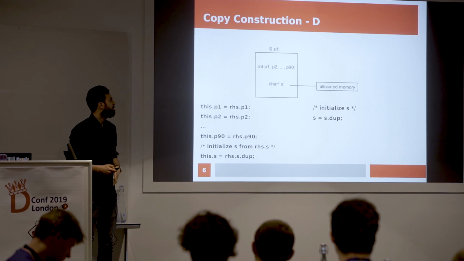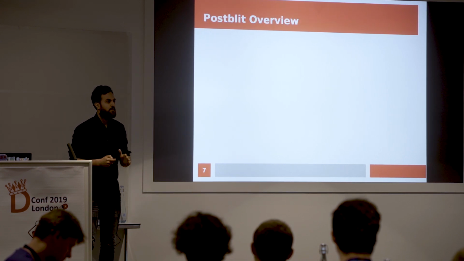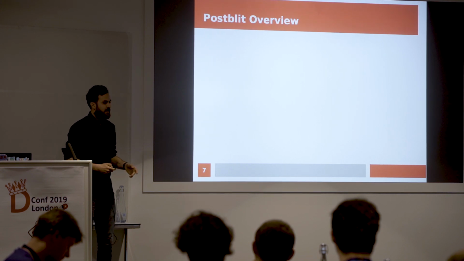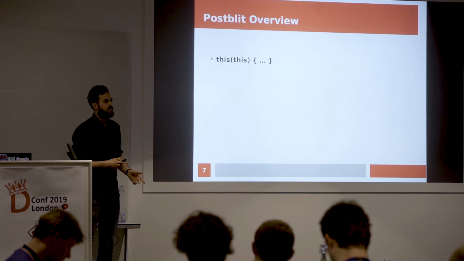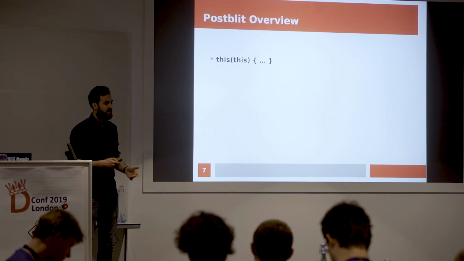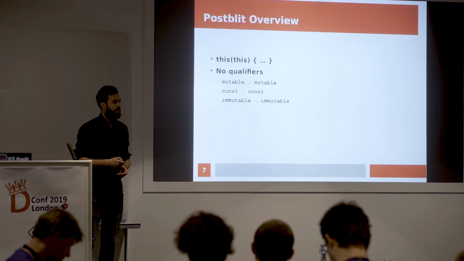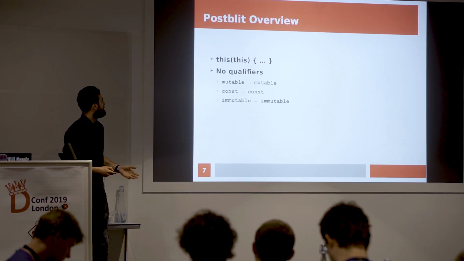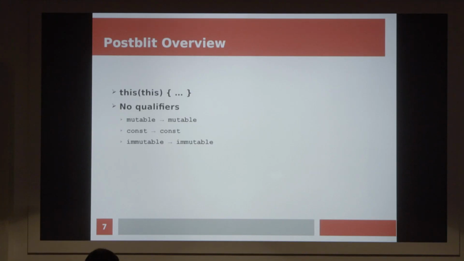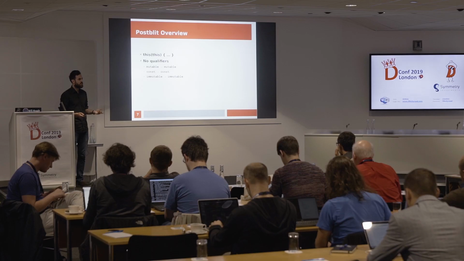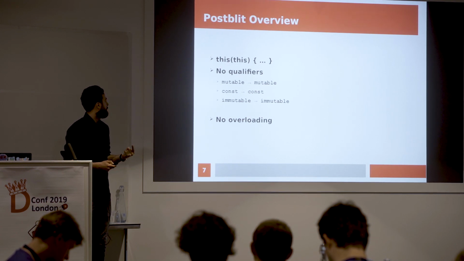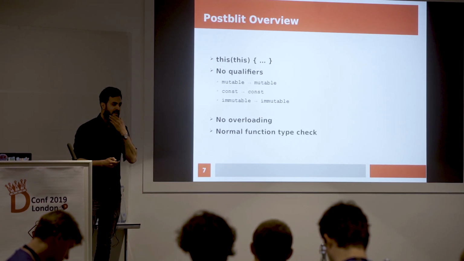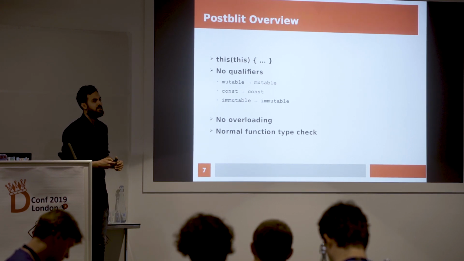But in order to understand them, I'm going to delve a bit into the specifics of the post-blit so we can all understand them. So this is the syntax. As you can see, you do not have access to the source object, so you can only modify the destination once you get into this function. It does not support any qualifiers, so basically you have only one post-blit function that needs to take care of mutable to mutable copies, const to const, immutable to immutable, and so on and so forth. Also, you cannot overload it, so you have only one post-blit function. And another important aspect is that it is type checked as a normal function.